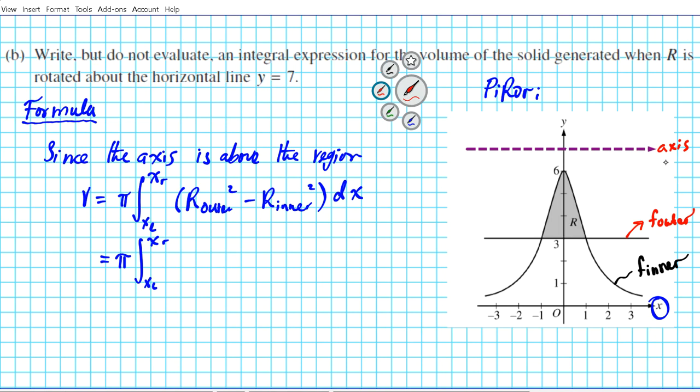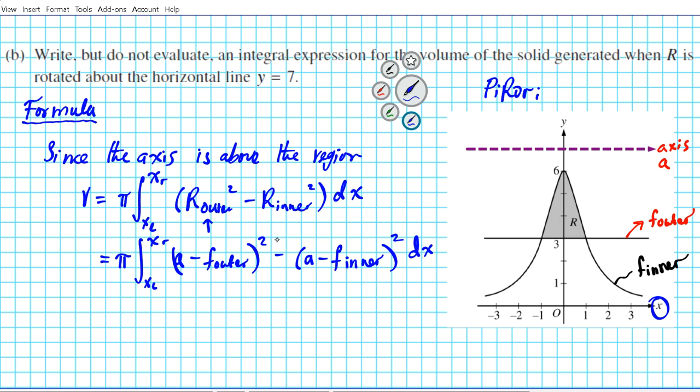Axis is A. So our outer is going to be the axis minus f outer. That's the formula. This entire thing squared represents your outer radius, minus your axis minus f inner. Now, had it been that the axis of rotation were beneath the region, these would reverse order. It will be f outer minus a, minus f inner minus a. So that's how that's going to be. All right, so we have our formula set up.